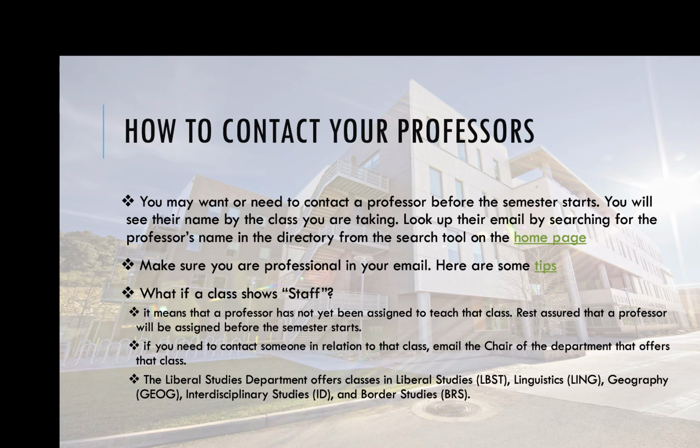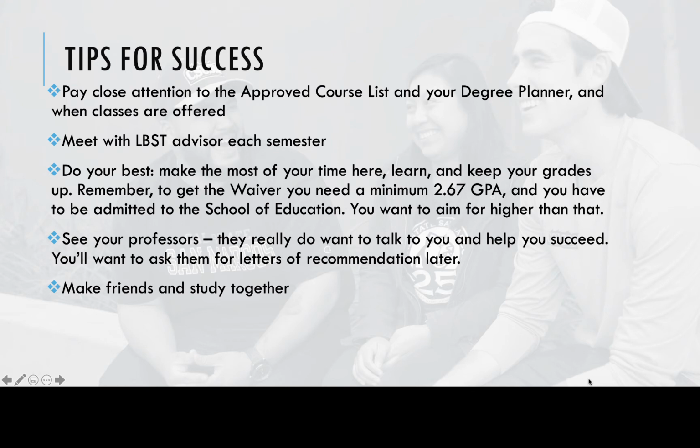And if your class shows staff instead of an instructor name, it means that a professor has not yet been assigned, but rest assured that a professor will be assigned by the time the semester starts. If you still need to contact someone in relation to that class that says staff, email the chair of the department that offers that class. The Liberal Studies Department, for example, offers classes that have these prefixes: LBST, which are Liberal Studies, Linguistics, Geography, Interdisciplinary Studies, and Border Studies. If you need to contact someone from the Math Department, just look up the Math Department and look for their staff directory for the department chair.